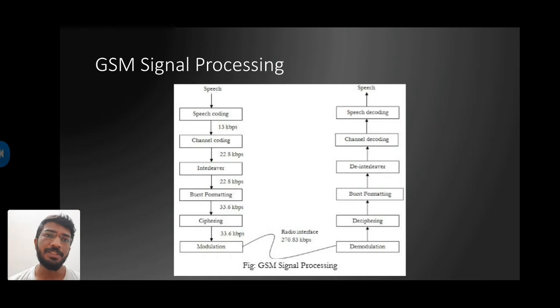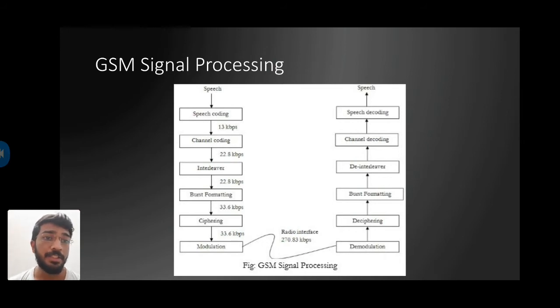Our speech signal is an analog signal. We have to convert it to digital for further processing. So at the transmitter side, speech coding, then channel coding, then interleaving, then burst formatting, then ciphering, and then modulation is done at the transmitter side. After the modulation, the signal is transmitted by the transmitting antenna.